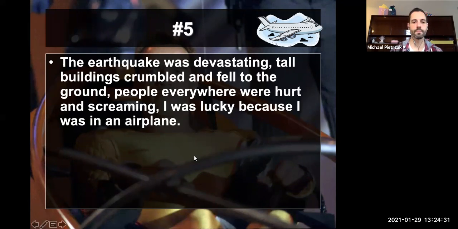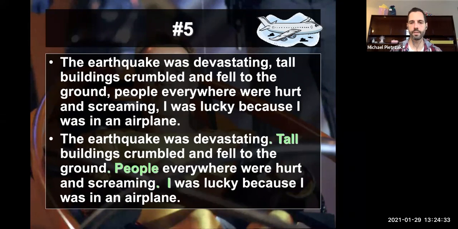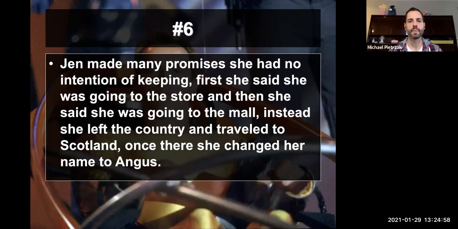There we go. The earthquake was devastating, period. Tall buildings crumbled and fell to the ground, period. People everywhere were hurt and screaming, period. I was lucky because I was in an airplane. Right? You see that each of those sentences now has a subject and a verb. You can pause it and go look if you like. But it's not a run-on sentence where everything's been crammed in together and you sound like you're running out of breath, right? Okay, well, let's just do one more.